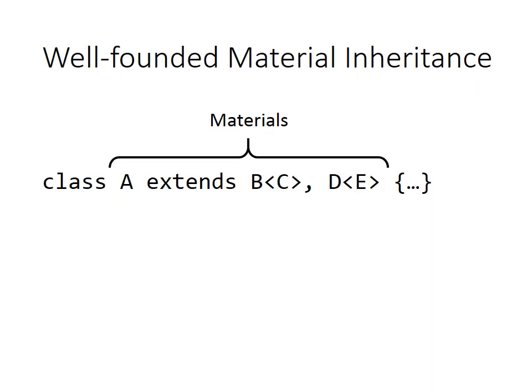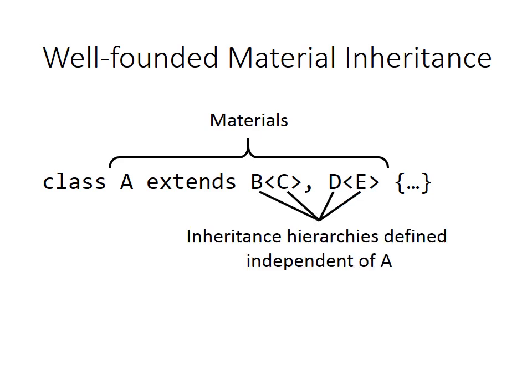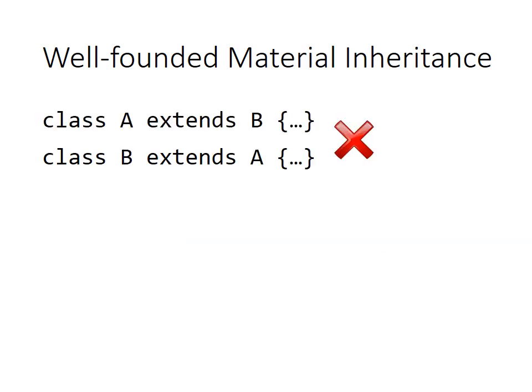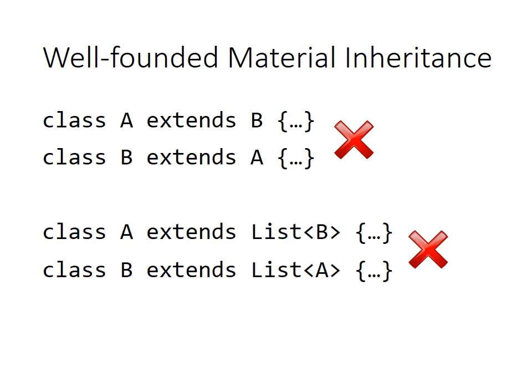So, if you only look at the material components of an inheritance clause, in this case B of C and D of E, you know that the supertypes B and D, and also the type arguments C and E here, have their complete inheritance hierarchies defined independently of A. What that means is that there are no direct inheritance circles, and that makes sense because they are already forbidden by languages like Java and so on. But also you have no indirect circles of inheritance through type arguments.